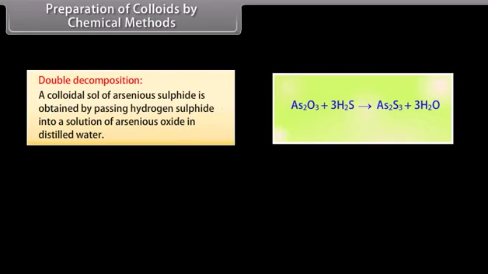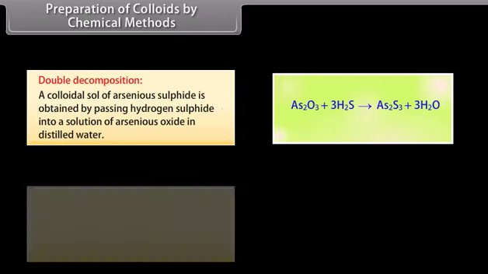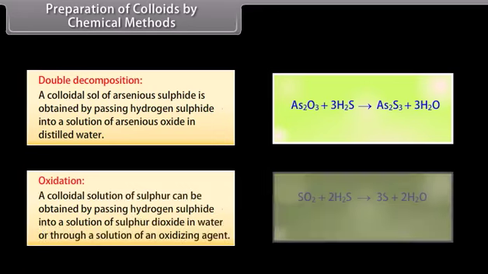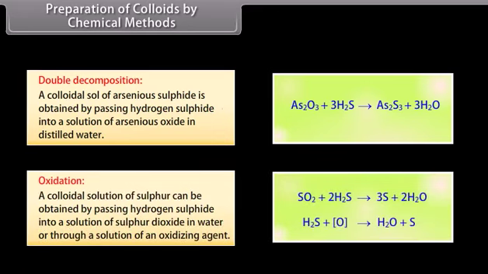Double decomposition. A colloidal sol of arsenious sulfide is obtained by passing hydrogen sulfide into a solution of arsenious oxide in distilled water. Oxidation. A colloidal solution of sulfur can be obtained by passing hydrogen sulfide into a solution of sulfur dioxide in water or through a solution of an oxidizing agent.